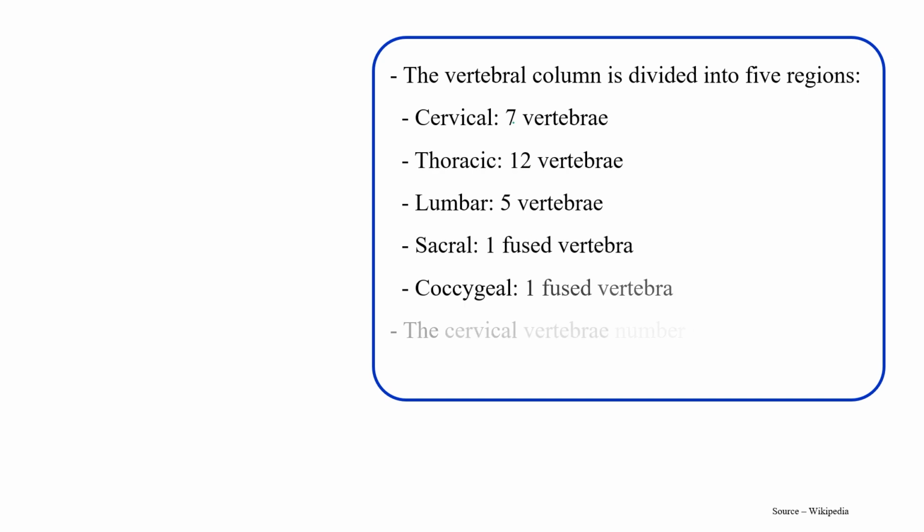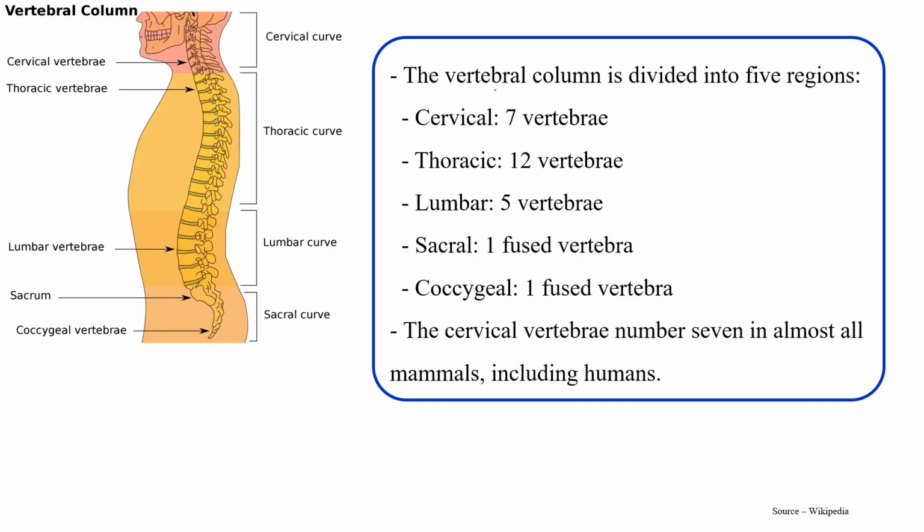Okay. So let's discuss the number of vertebrae present in the various regions of the vertebral column. We can divide the vertebral column into various parts. First one is the cervical region, then thoracic, then lumbar, then sacral, and then coccygeal. The cervical region contains 7 vertebrae, the thoracic region 12 vertebrae, lumbar 5 vertebrae, sacral 1, and coccygeal 1 fused vertebra.